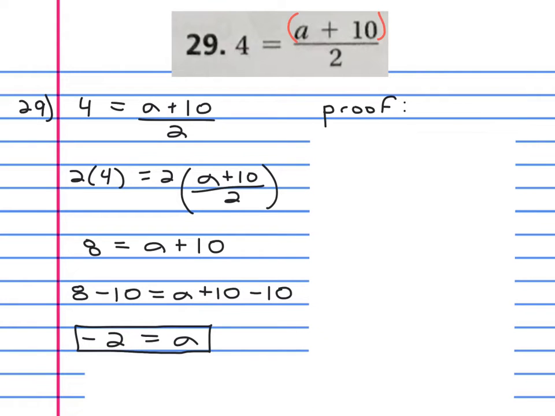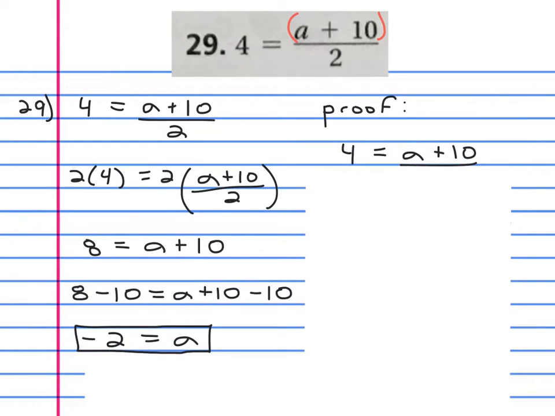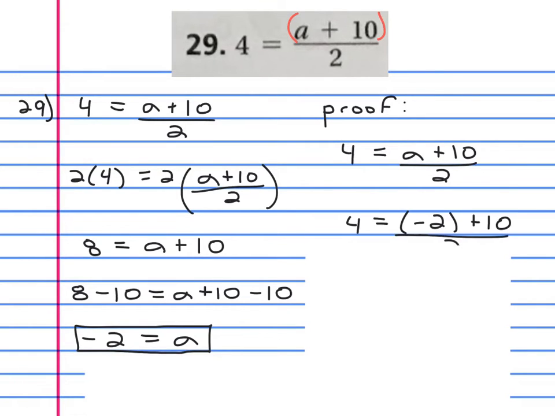For our proof, we say original equation first, 4 equals a plus 10 over 2, and then we rewrite that original equation with parentheses where the variable was. And we fill it in with the value that we know it to be, or believe it to be, which is negative 2.